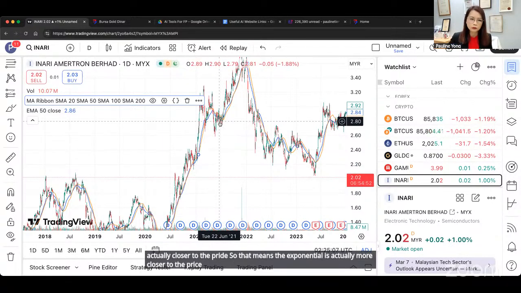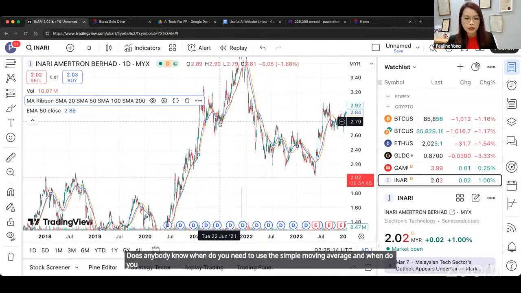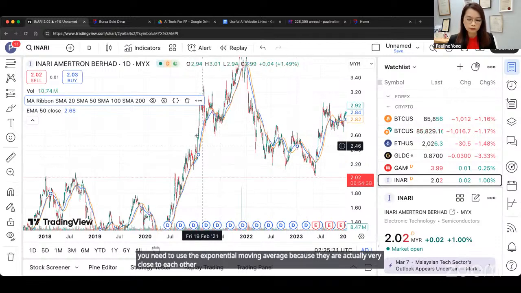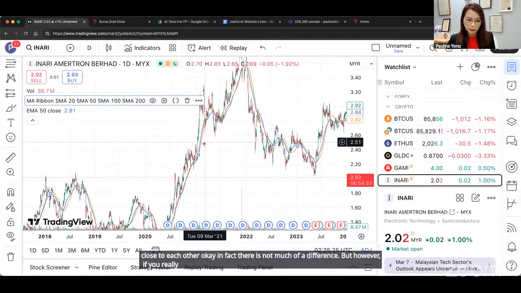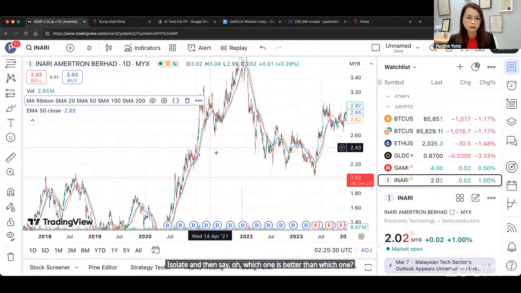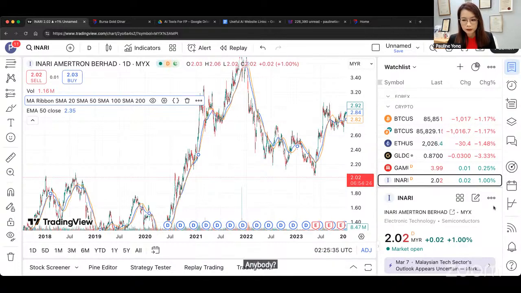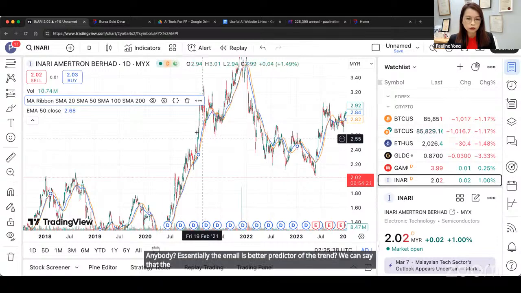Then when do we need to use the exponential and when do we need to use the simple moving average? Does anybody know? Because they are actually very close to each other. In fact, there is not much of a difference. But however, if you really want to isolate and say which one is better than which one, there is some reason behind it. Anybody? Is it true that EMA is a better predictor of the trend? We can say that the EMA is closer to the price.